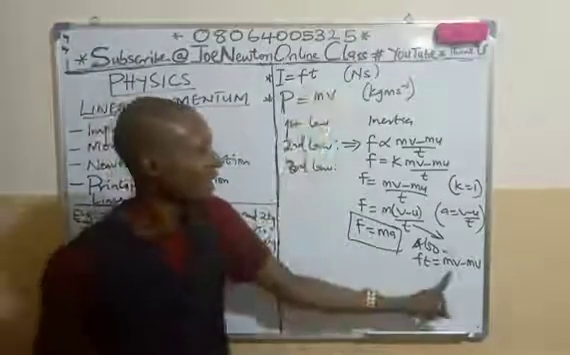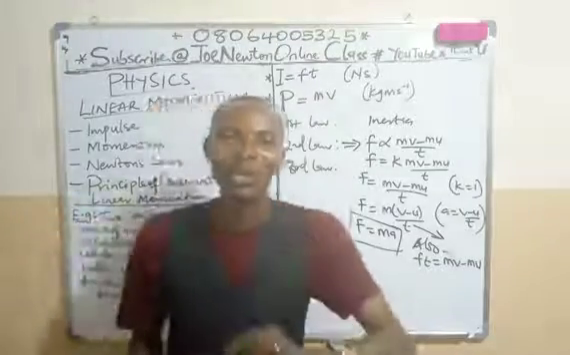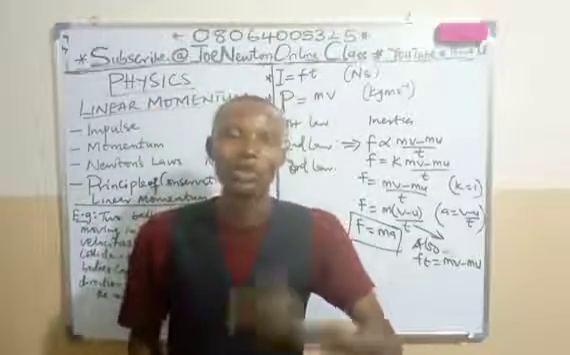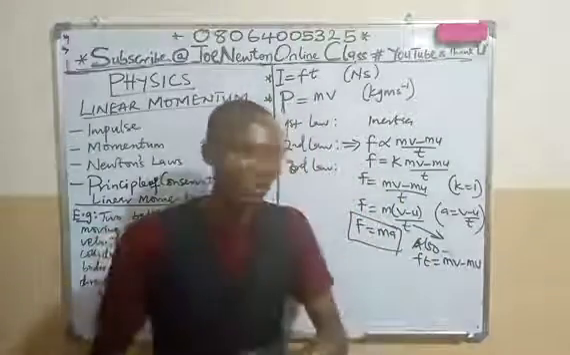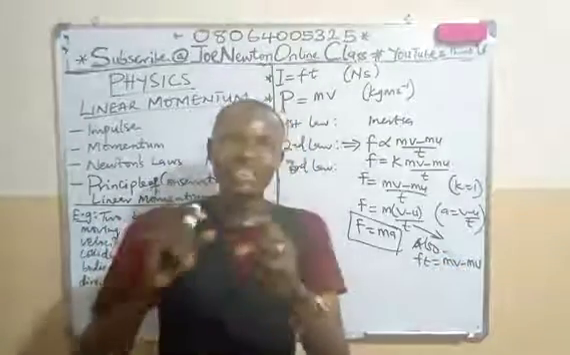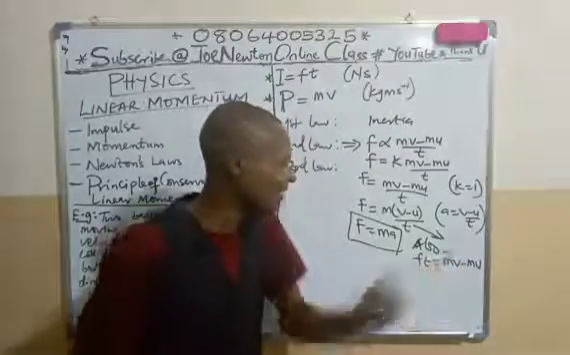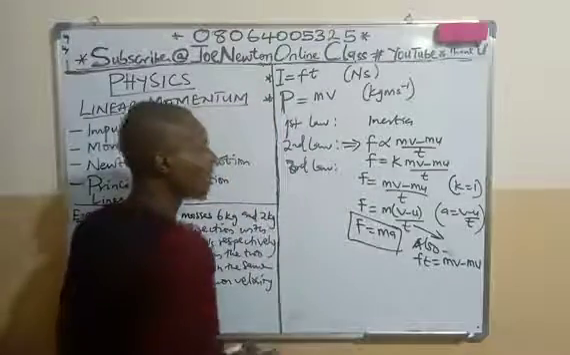Ft equals to what? mv minus mu. In other words, the impulse of a body is also equivalent to the change in momentum of the body. That is the final momentum minus initial momentum, because mv is final momentum, mu is what? Initial momentum, because v is final velocity, where u is initial velocity. Okay, so that is the second law.